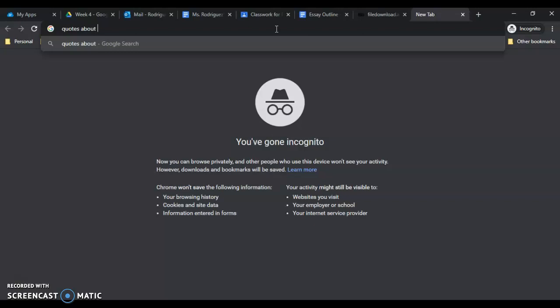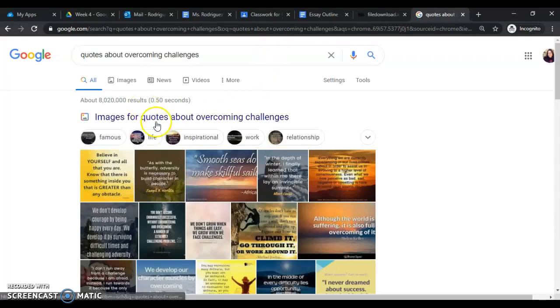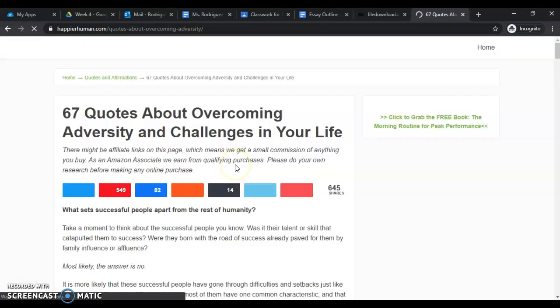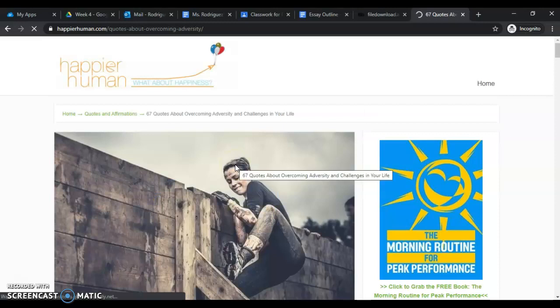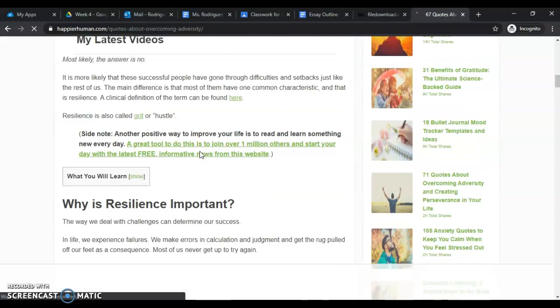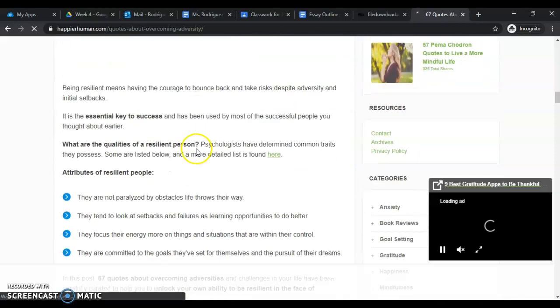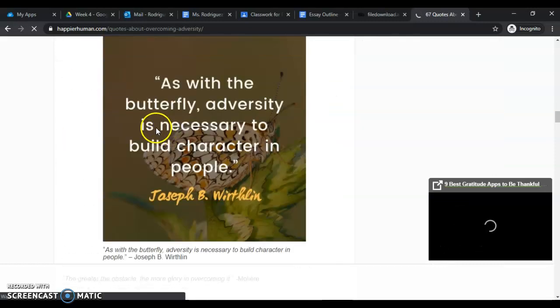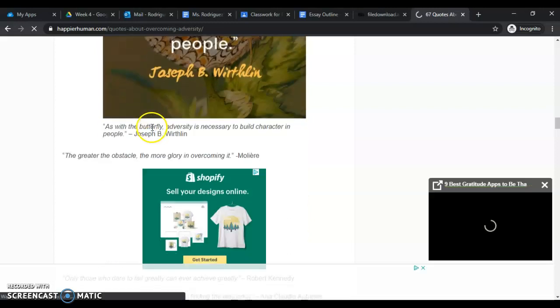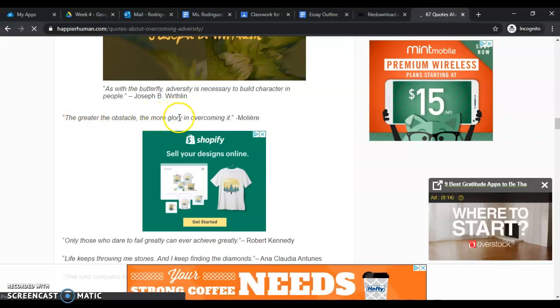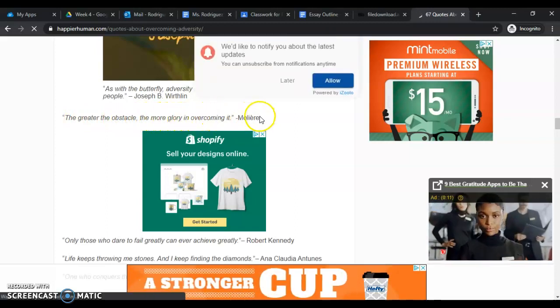quotes about overcoming challenges. And I might take a second and read through some of these and see if I can find a quote that I feel really talks about my personal essay and what I'm going to be talking about. You might just scroll a little bit because some of these articles are going to be long. I like this one already. The greater the obstacle, the more glory in overcoming it, by Moliere.